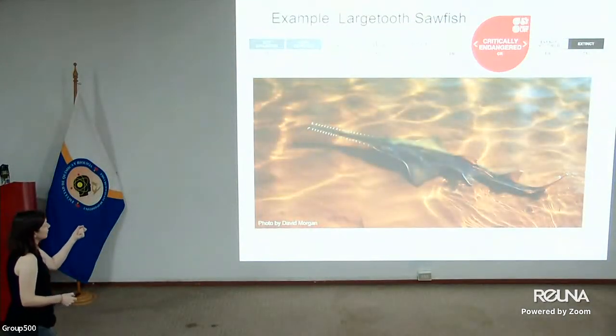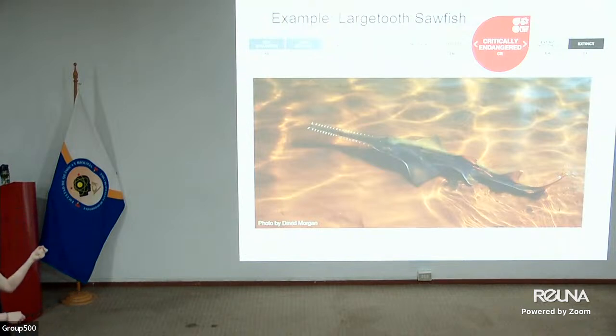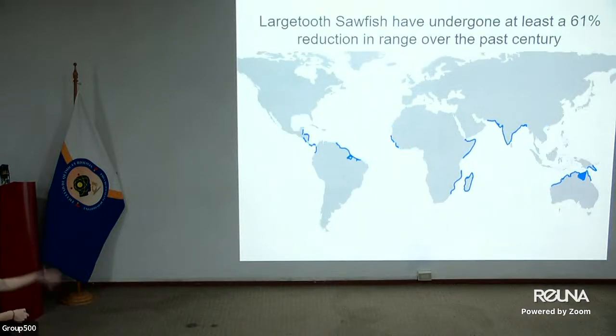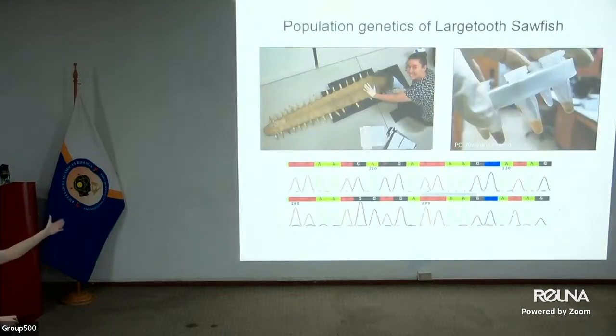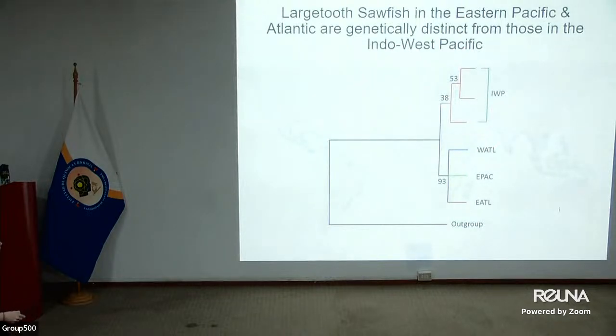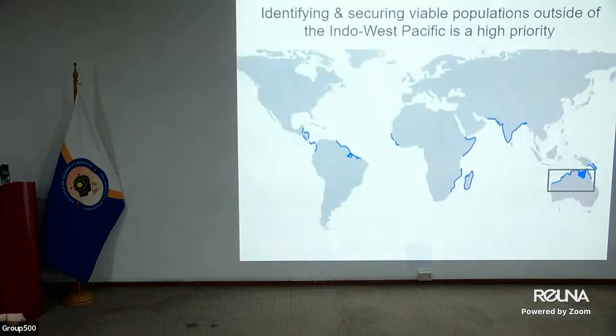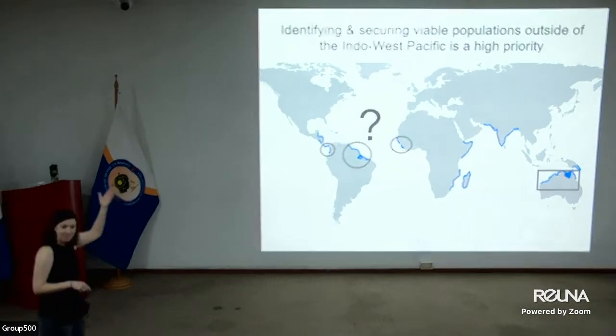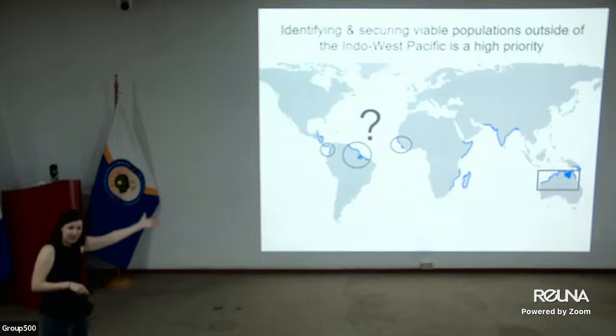So I'm going to use the example of the large-toothed sawfish because we talked about this yesterday. You might remember, I talked about the decline that the species has experienced, and our genetic data has shown that there are 2 very distinct lineages. The lineage over here and the diversity in this part of the world is secure. But the diversity and the populations here, which are genetically distinct, are at high risk of going extinct. So this is a high priority. Find these species in this area. If they exist, we need to find them, protect them, study them.